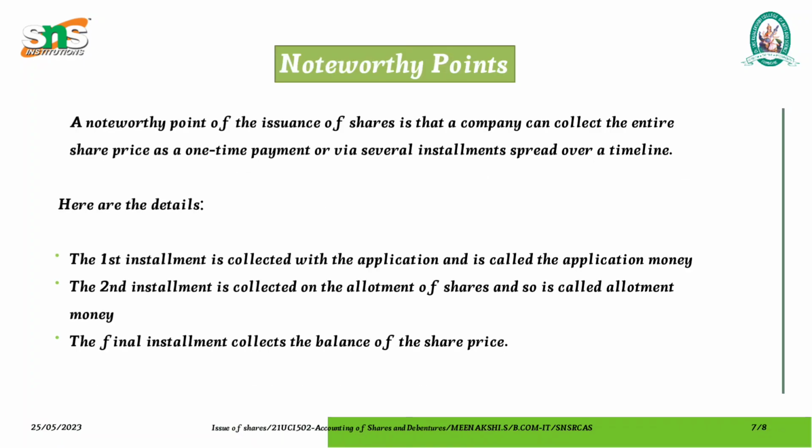Some of the noteworthy points regarding this issue are mentioned below. The first installment is collected with the application and it is called application money. The second installment is collected on the allotment of shares and so it is called allotment money. The final installment collects the balance of the share price. So first the share application money will be received, then the first installment, second installment and the final installment money.